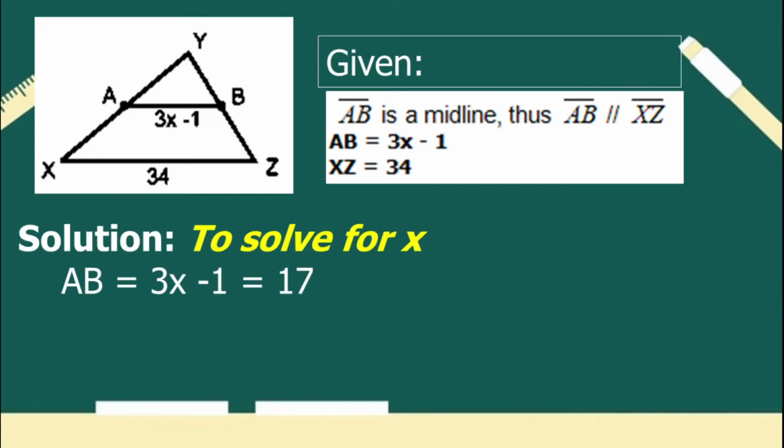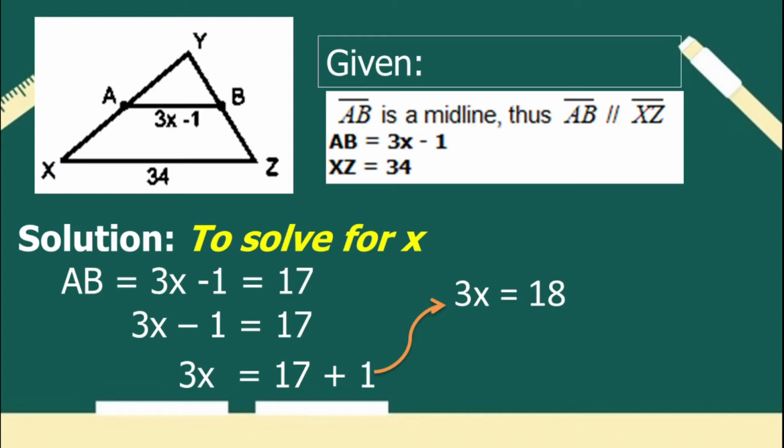To solve for x, we will apply the value of 17 for AB. So by equation, 3x minus 1 is equal to 17. To isolate 3x, we will transfer -1 to the right side of our equation. So that is 3x equals 17 plus 1. Simplifying, that is 3x equals 18. And we will divide both sides by 3. So x is equal to 6. Therefore, x is 6 units.